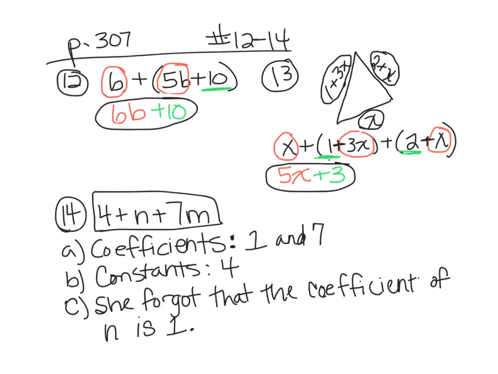Her coefficients actually are 1 and 7. The constant, she does just have the one. It is 4. And her error is likely that she forgot that the coefficient on the n variable, even though there's no number there, it just means that there is 1. So she forgot the coefficient of 1 in front of that standalone variable.